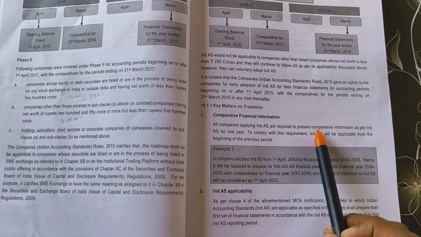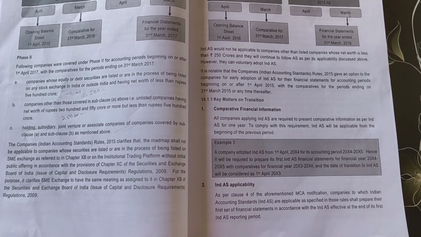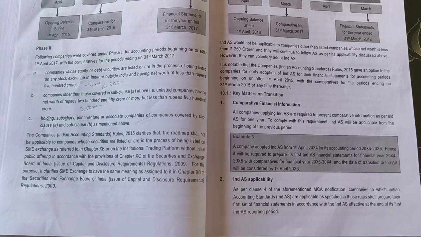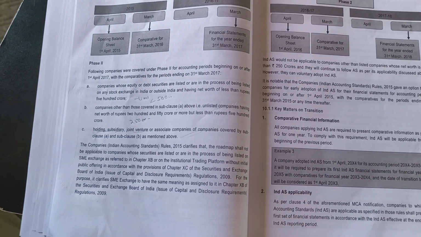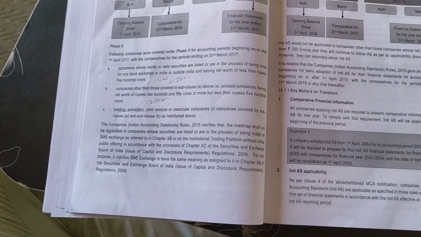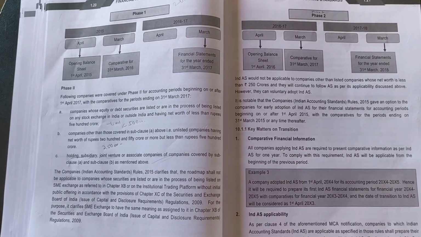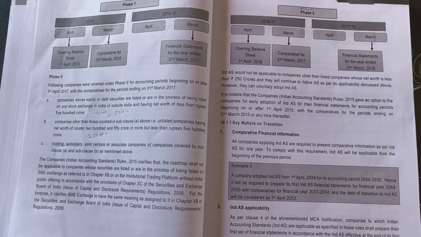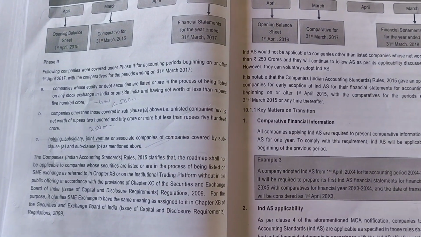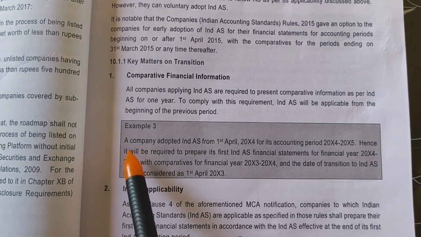Indian AS are required to present comparative information as per Ind AS for 1 year. Whenever the company starts, whether it may be from 2017, 18, 19, or however it may be, it has to comply with one more financial statement which is 1 year before. So the opening balance sheet should also be prepared. Let's see the example, you will understand what I'm trying to tell you.